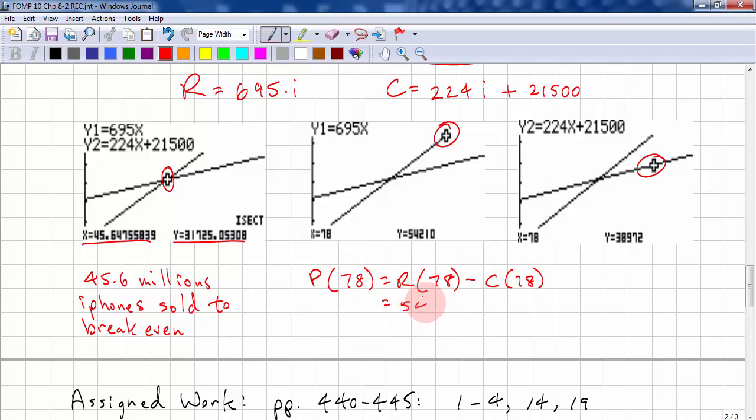So this is 54,210 minus 38,972. And we get 15,238 million in profit. And another way to say this is $15.2 billion. That's a lot of profit for selling iPhones. And if you think Apple's going to keep doing this, well, then that's a good stock to buy. And that completes this lesson.